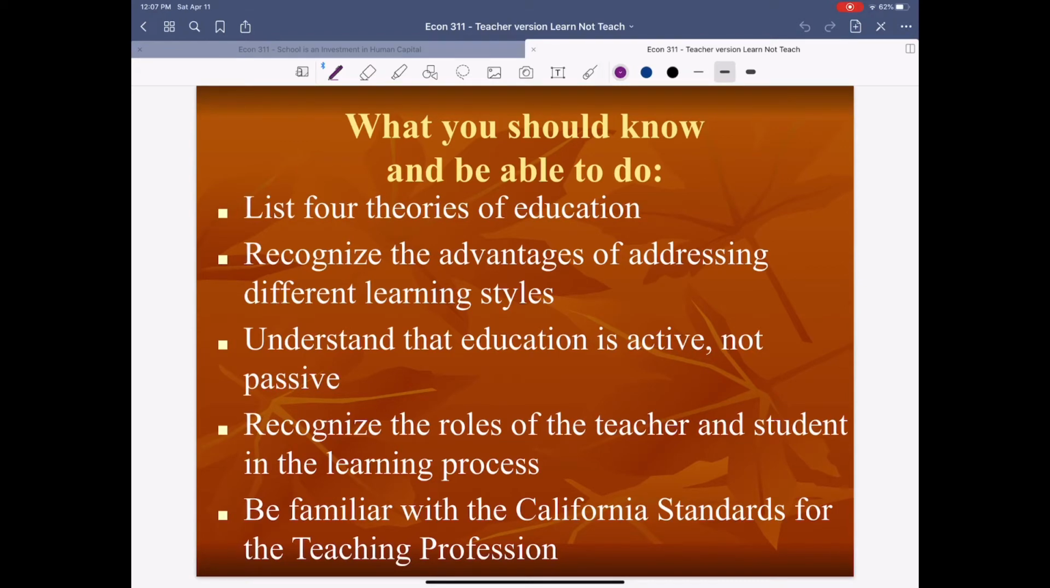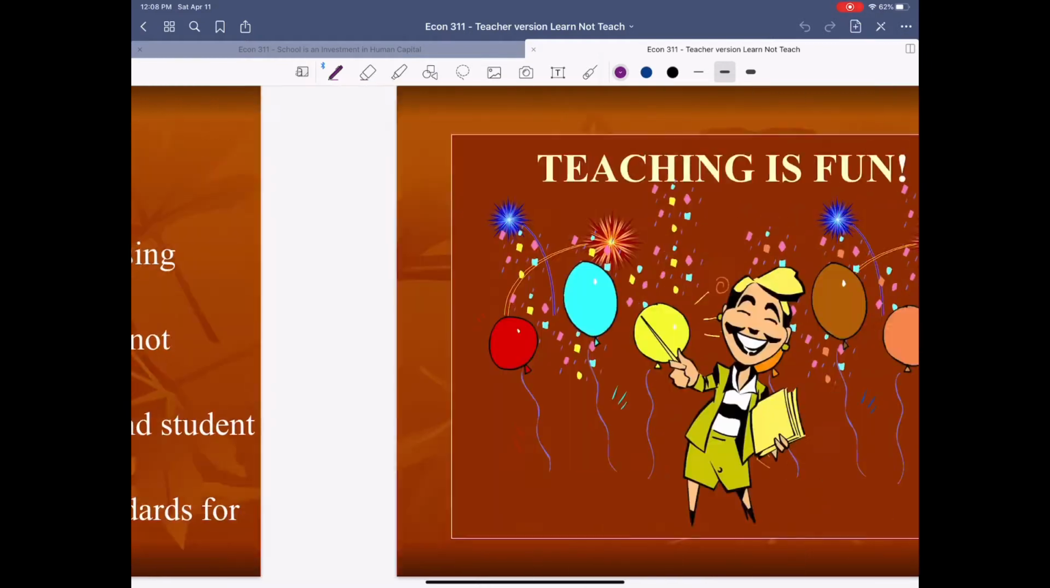We're going to look at advantages and disadvantages of different learning styles. We're going to discuss the idea that education is active, not passive. We're going to recognize the roles of the teacher and the student in the process of learning, and we will introduce the California standards for the teaching profession, which is not to say the California standards for content. That's going to be a different lesson.